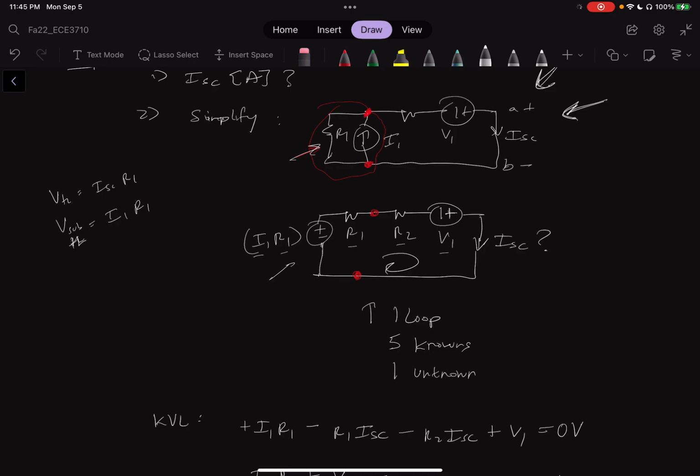Sub-region Thevenin was equal to I1 times R1. That's what we got here. And then we notice that we have one loop, 4 knowns, because we know I1, R1, R2, V1. So that's 1, 2, 3, 4 knowns, and 1 unknown.